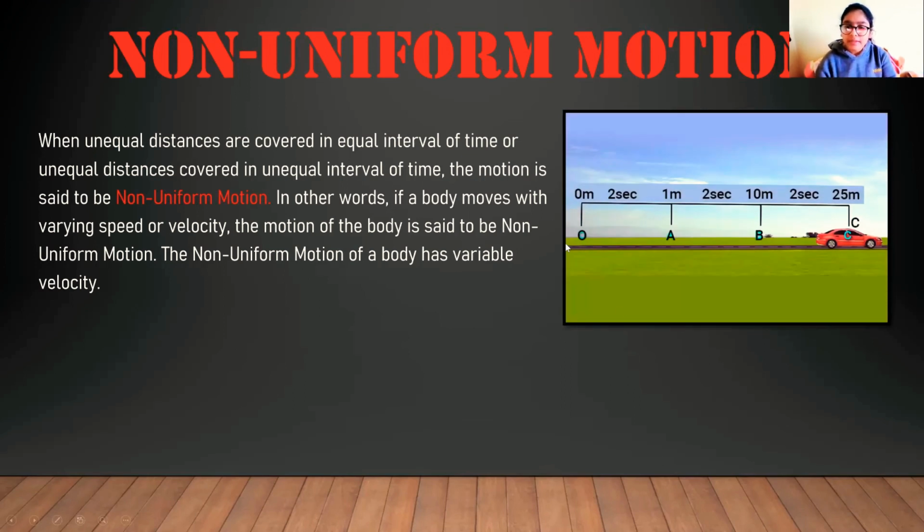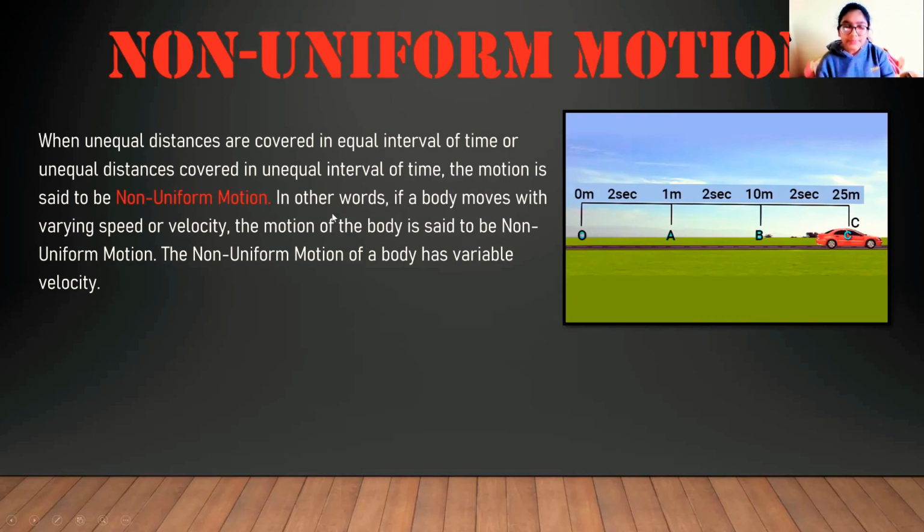In this picture, the car is moving from O to A, A to B, B to C, and finally it reaches its destination. Moving from O to A, it covers 1 meter in 2 seconds. Again, moving from A to B, in 2 seconds it covers 10 meters. Again, moving from B to C, it covers 25 meters in 2 seconds. So here you can see in equal intervals of time, the car is covering unequal distances: in 2 seconds 1 meter, again in 2 seconds 10 meters, again in 2 seconds 25 meters. So it is changing.